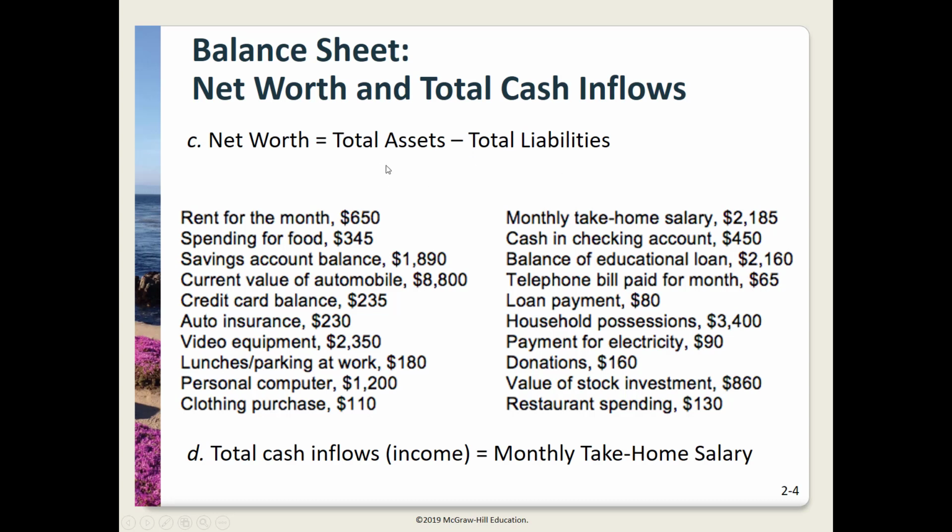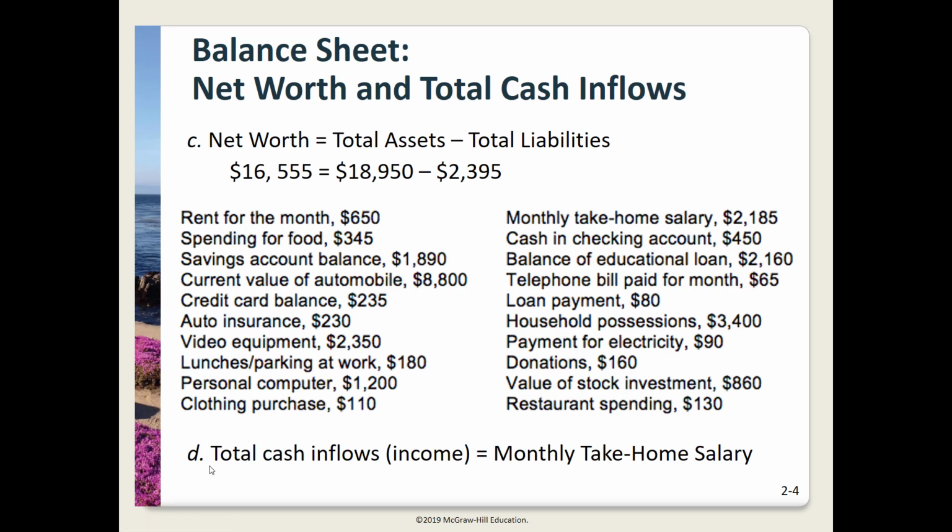So we're actually going to be using the answers from parts A and part B. So we'll take the $18,950 of assets minus our total liabilities of $2,395, and that gives us a net worth of $16,555. Now in part D, we also want to identify the total cash inflows.